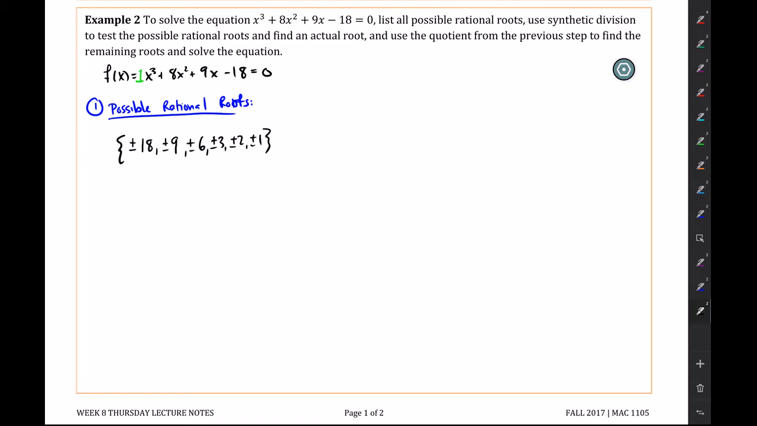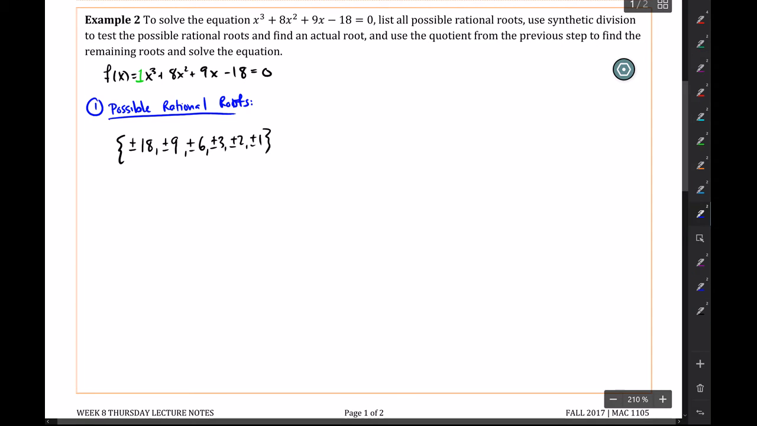And now we need to guess. And hopefully we'll get lucky and guess an actual root. So we'll do synthetic division, and if we guess one of the roots, then we'll get a remainder of 0. If we guess wrong, then we'll get a remainder that's not 0, and that'll tell us we have to go back and try a different value. So let's just try something and hope that we get lucky. I'm going to guess maybe that 1 is a root. And remember that if 1 is a root, that's the same as saying that x minus 1 is a factor.